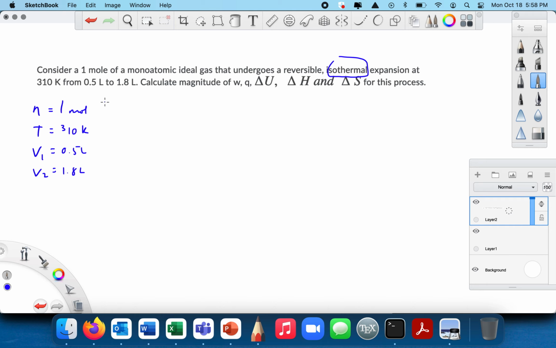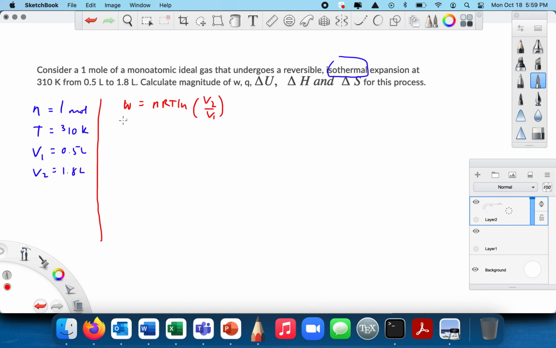So we got lots of things we have to worry about here. Calculate the magnitude of work, heat, change in internal energy, change in enthalpy, and change in entropy for this process. First of all, let's just start with work. We know that in an isothermal expansion, work is equal to nRT natural log of V2 over V1. We got this equation off the front of our exam, right? I'm not asking you to memorize it, but you do need to know when you can use it. You use this with an isothermal expansion.